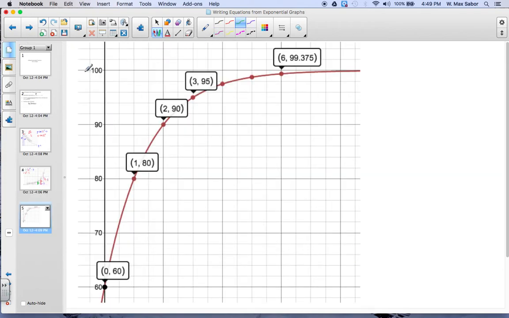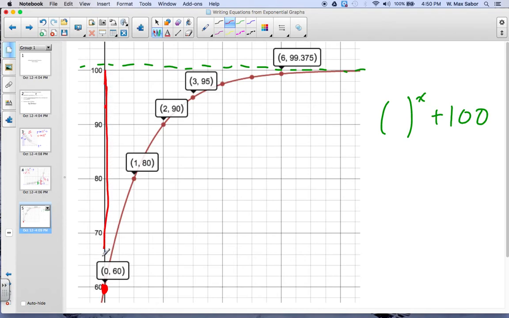Here we have an asymptote at y equals 100. So this is going to look like something plus 100. Our y-intercept is down at 60, and that is how far beneath our asymptote? From 100, we go down 40. Because we're going down, we'll say minus, and the distance between 100 and 60 is 40. So this is going to be -40 times something to the x.